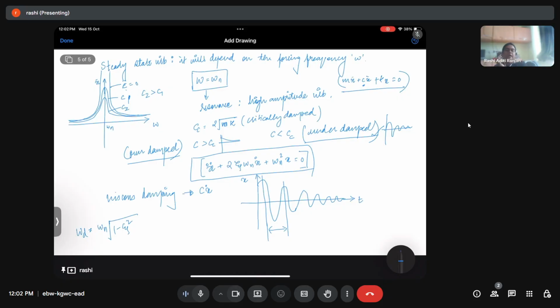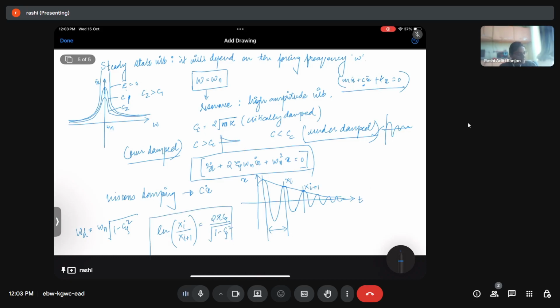Using the logarithmic decrement. For any xi and xi plus 1, we can write ln of xi by xi plus 1 as 2 pi eta divided by under root of 1 minus eta square.